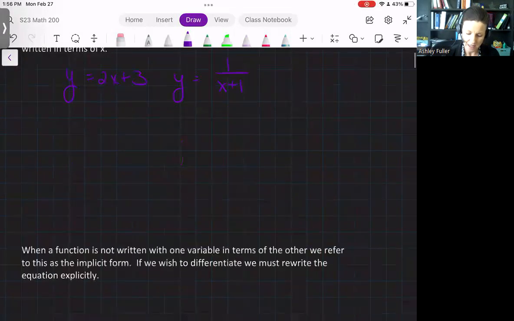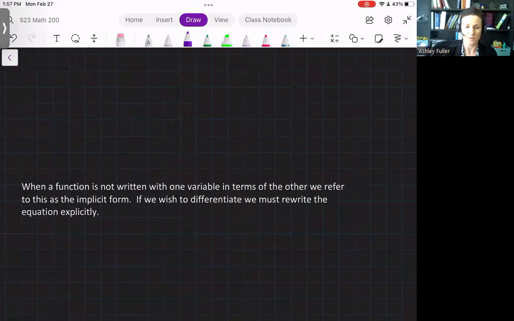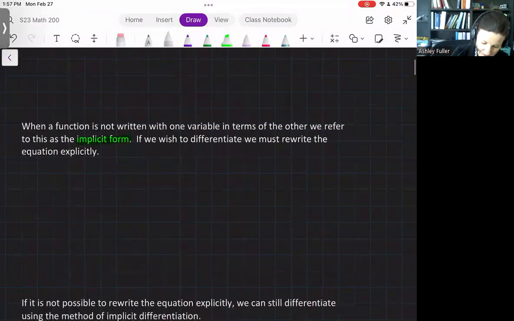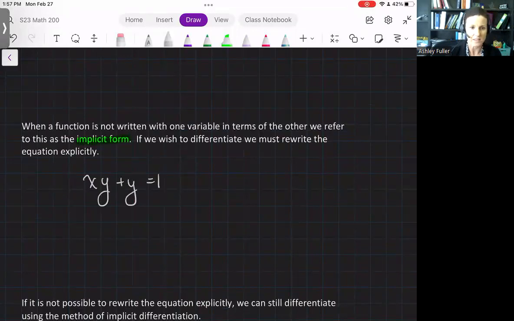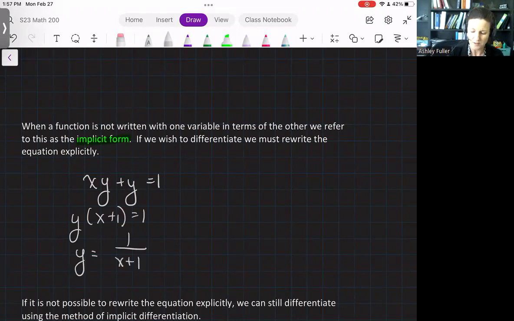However, when a function is not written with one variable in terms of another, we refer to this as what's called the implicit form. If we want to differentiate that form, we must first rewrite the equation explicitly. So for example, if I have something like xy plus y equals 1, and I want to differentiate that, I can factor out a y, which leaves me with y times (x plus 1) equals 1. And then I can solve for y to be 1 over x plus 1. And from there, I'm able to take dy with respect to x.